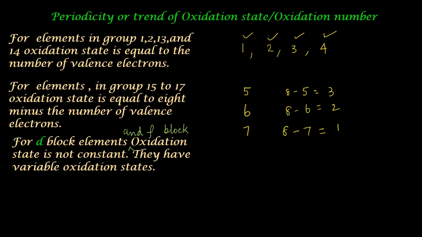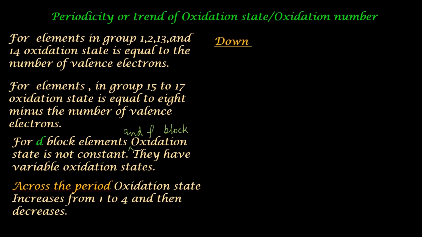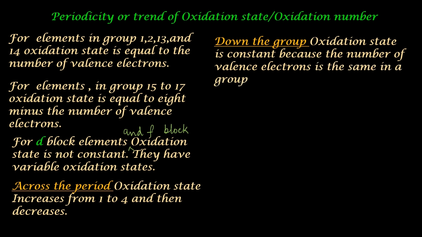So what is the trend of oxidation state across the period? Across the period, oxidation state increases from 1 to 4 and then decreases. This is for the representative elements. Down the group, the oxidation state is constant because the number of valence electrons is the same in a group. Oxidation state for the 18th group can be considered as 0. But remember, some of the 18th group elements also, under very drastic conditions, undergo chemical reactions. We are just ignoring that fact for the present.